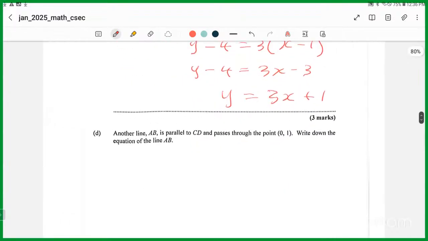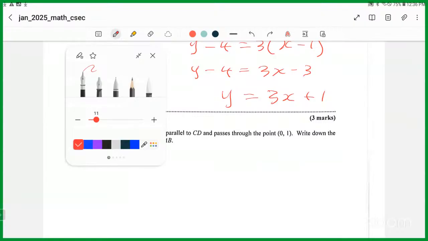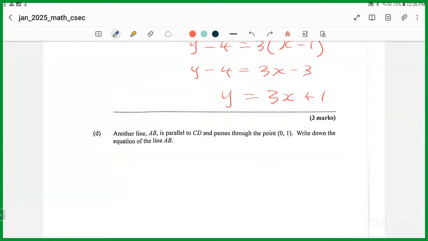Alright, this says another line, AB, is parallel to CD. Let's write what that means. So it means that the gradient of AB is equal to the gradient of CD, which is minus 1 over 3. And it passes through the point 0, 1. 0, 1 is a C value. See? 0, 1. That's on the y-axis intercept. So the C equals 1. Write down the equation of line AB.